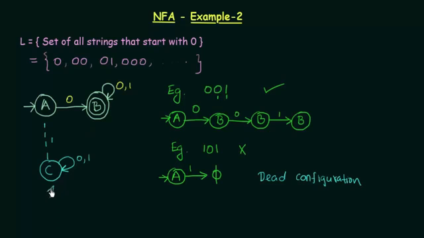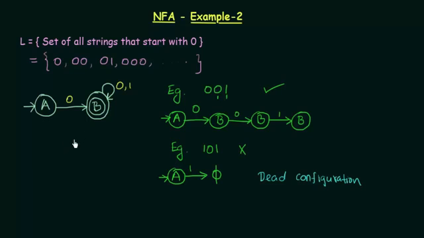So in case of our DFA, this state was known as the dead state or the trap state. But in case of NFA, we don't need to mention this dead state or trap state. We just leave it blank just like this. And this shows that it is a dead configuration and it is a complete NFA.